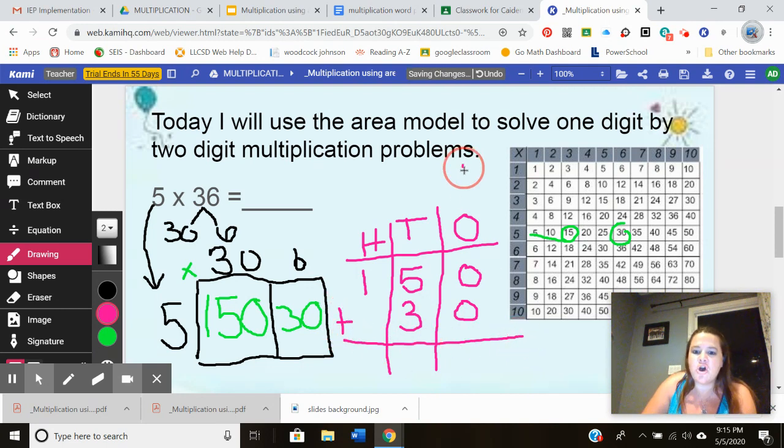And now I'm just going to add them. I always, again, start in the ones place. So 0 plus 0 is 0. Then I go to my tens place. 5 plus 3, 5, 6, 7, 8 is 8. And then 1 plus nothing is 1. So the product of 5 times 36 is 180.